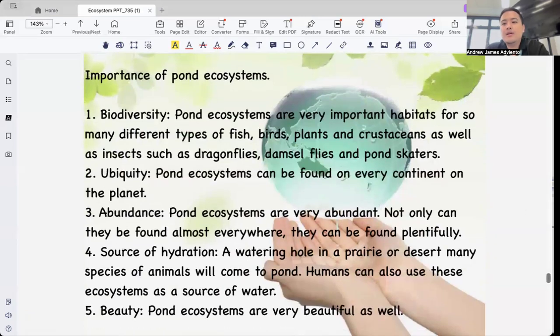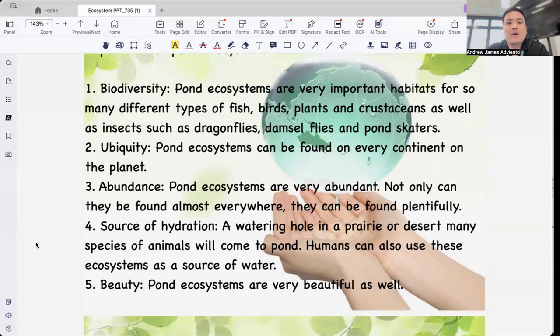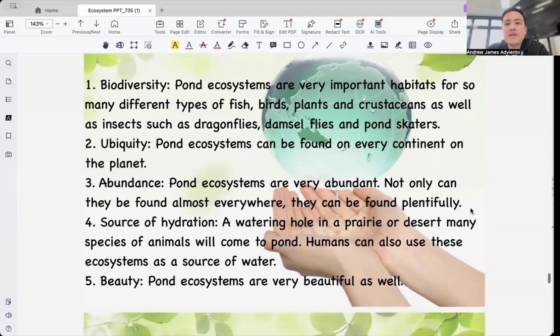Okay. Let's go to the importance of the pond ecosystem. A pond ecosystem may seem small, but it's a complete miniature ecosystem. It supports plants, plankton, fish, amphibians, and microorganisms. Ponds help in nutrient cycling, water purification, and serve as habitats, of course, for biodiversity.